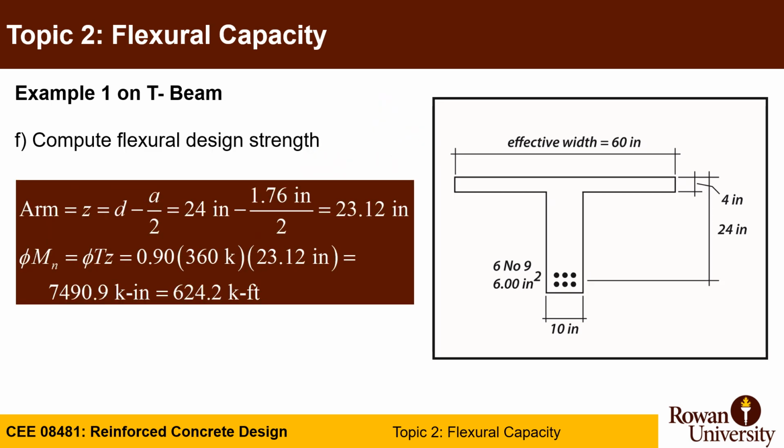In order to calculate the moment Phi Mn, you have to calculate the arm. In this case, the arm will be D minus A over 2. So it's 24 minus 1.76 divided by 2, which gives you 23.12. Phi is 0.9, as we know. Tension times arm: tension, you know, is 360. Arm is 23.12. The moment is 7,490.9 kip inch. Divide by 12 and it will give you 624.2 kip foot. And this was case number 1, where you have the neutral axis within the flange.